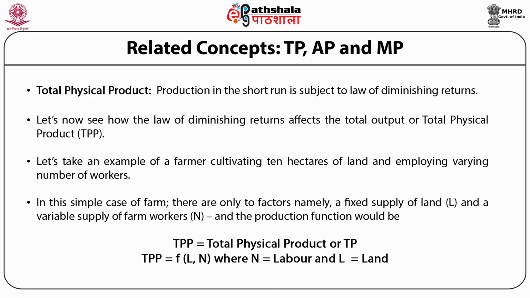This states that total physical product, that is the output of the farm over a given period of time, is a function of, that is depends upon, the quantity of land and labor employed.